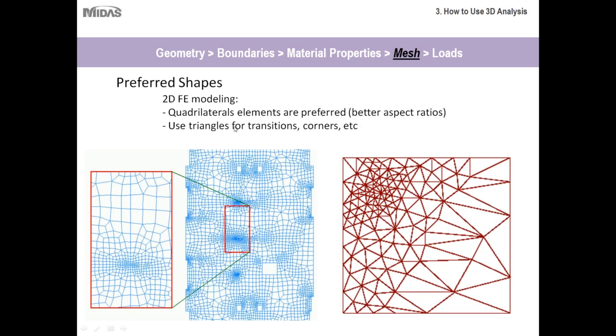For example, in areas of transitions and corners, it's a lot easier to do meshing with triangular mesh. Later on, as you become more experienced with meshing and finite element analysis in general, you'll be able to understand when it's best to use each. But when you're starting out, it's a good rule of thumb to stick to quadrilateral elements, because it's easier to get the aspect ratio that you desire.